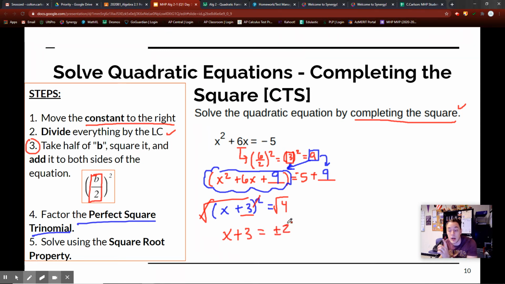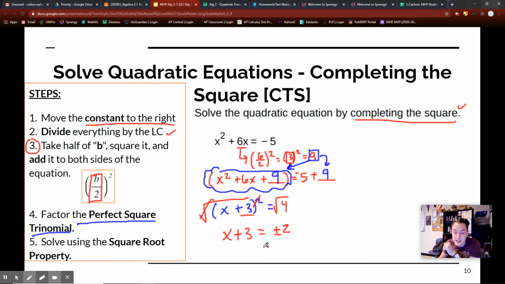Now what this tells me, because I got straight up whole numbers, not fractions or any radical thing like that, is that it's factorable. This is actually factorable and I don't need to do completing the square. I'm going to show you that in a little bit.